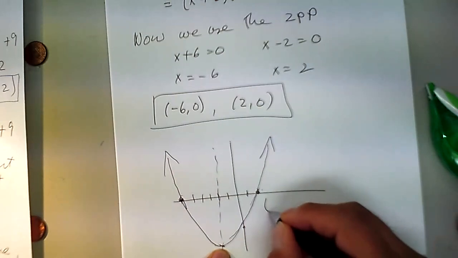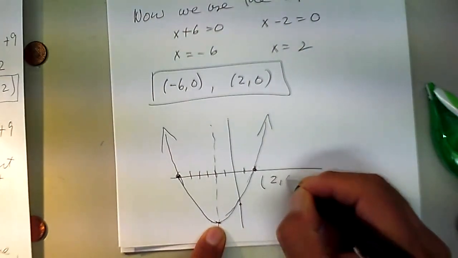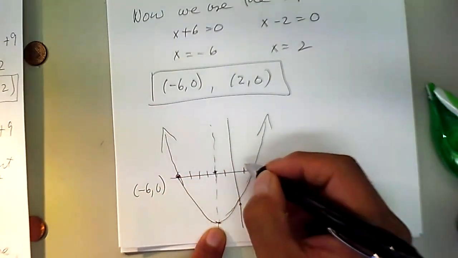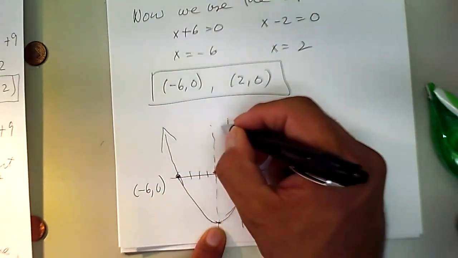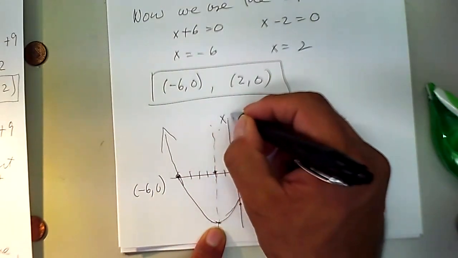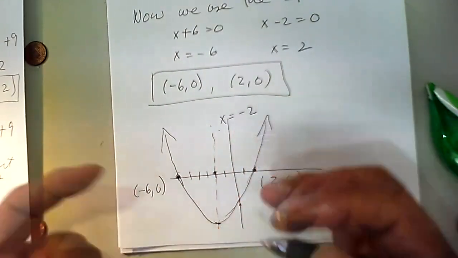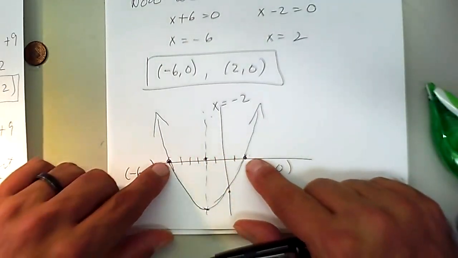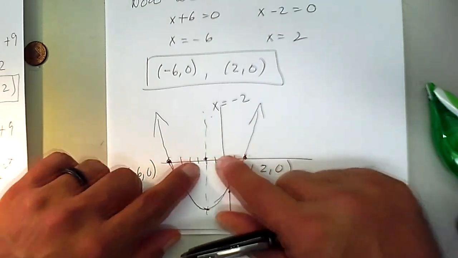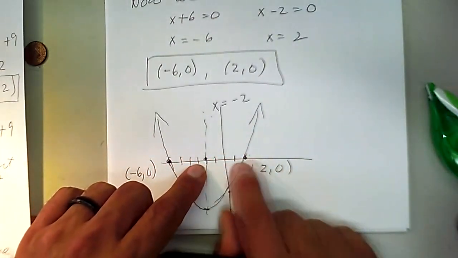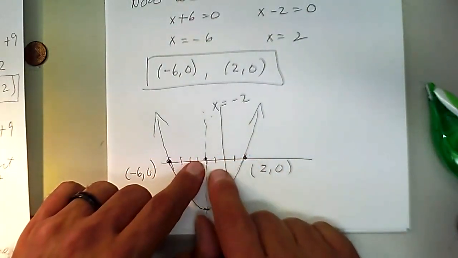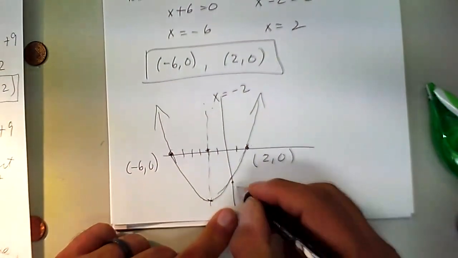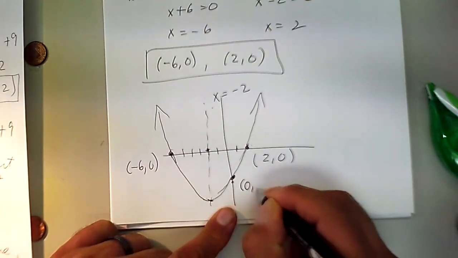So this point is (2, 0). This one is (-6, 0). This point, well, the axis of symmetry is x equals negative 2. And the only reason why I know that is because I was trying to figure out the middle between 2 and negative 6. So I bulleted it and I checked, 4 over this way, 4 over this way. Yep, that's the middle. So that's how I know that. Oh, and the y-intercept is (0, -12).